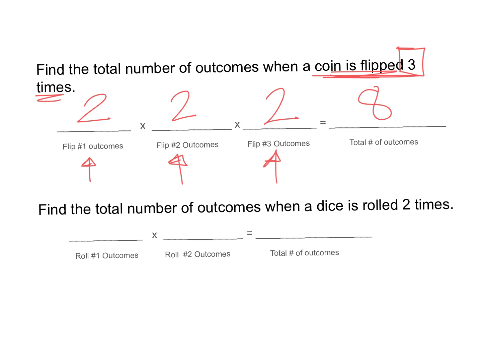Okay? And then find the total number of outcomes when a die is rolled 2 times. So roll number 1, we have 6 different outcomes. 1, 2, 3, 4, 5, 6. So that's going to be 6. And then if I roll it again, we still have 6 different outcomes, or 6 different numbers that could land. And that's 1, 2, 3, 4, 5, 6. So 6 times 6 is going to be 36 total outcomes if I roll it 2 times.